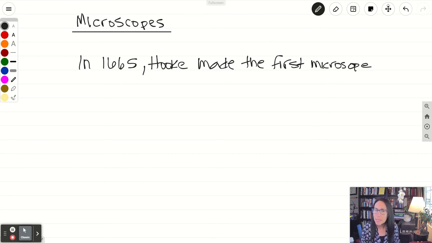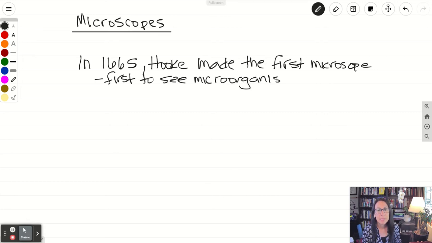And Hooke was actually the very first person to see microorganisms. And when I say microorganisms, what I'm talking about is bacteria. And so what he did was he started looking at everything, and he would see these little tiny things moving around. And he even named them animalcules because they look like teeny tiny animals.